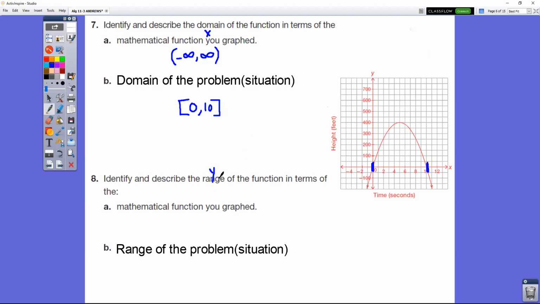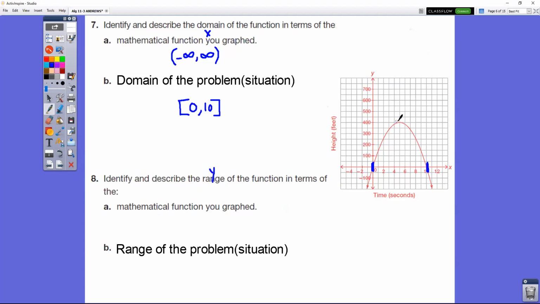Identify and describe the range. Now, the range is your Y. So we're talking about going up and down now. The range of the function. So ignore the word problem situation. Just ignore that and just look at the range of the graph.